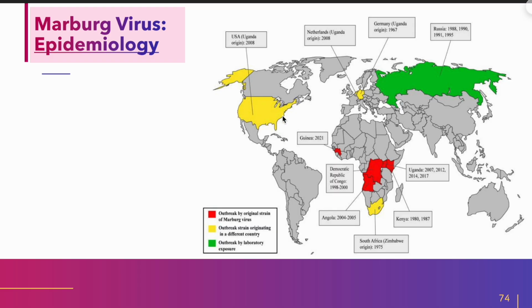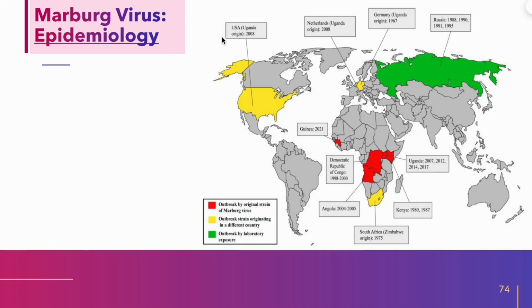For the USA, we don't know, but they recorded it as an outbreak strain from a different country, meaning that maybe African people went to the USA. It happened in 2008, and they say it's of Uganda origin.